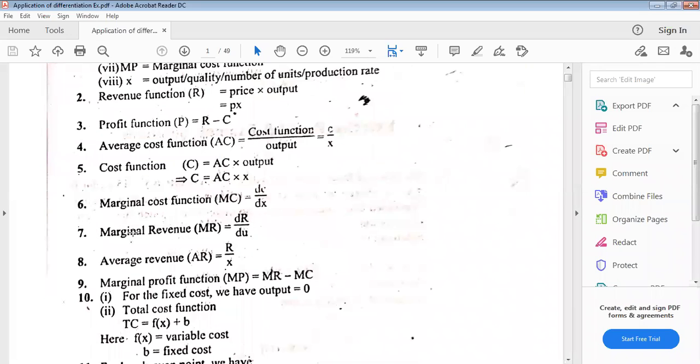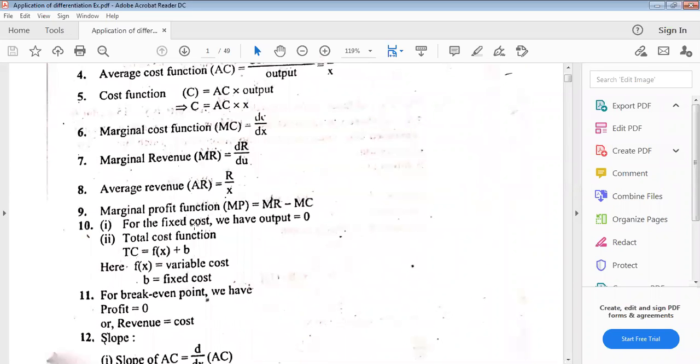Remember it. And marginal revenue will be similar, just in place of cost we use revenue. The rate of change of revenue with respect to output is called marginal revenue. Similarly, average revenue is found if we divide the revenue by the output. And the marginal profit function is found if we subtract marginal cost from marginal revenue.